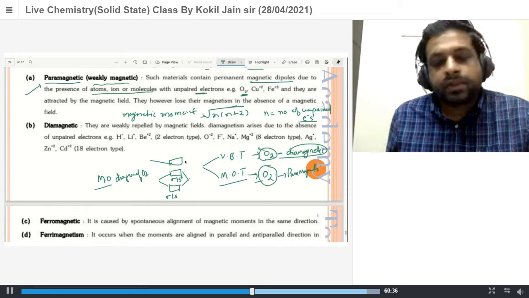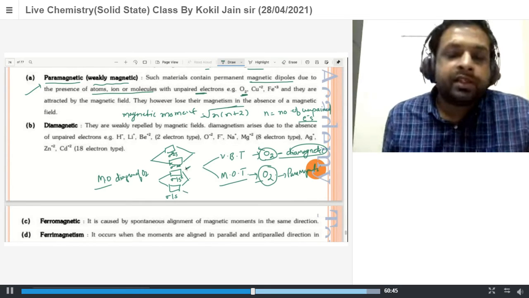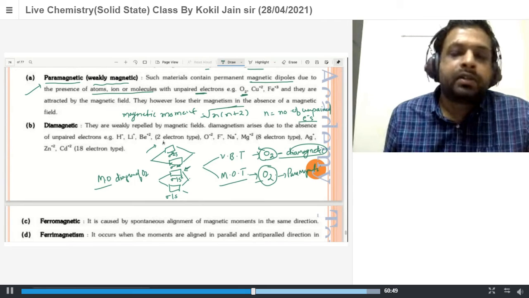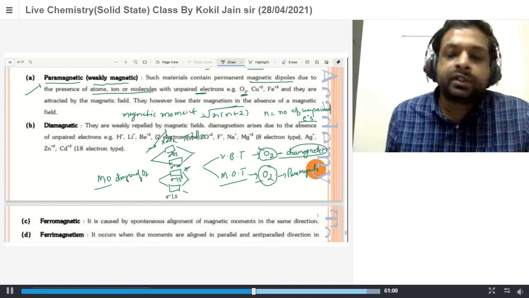Okay. Sigma 2s and sigma 2s star. These are bonding orbital, these are anti-bonding orbital. And later on, pi 2px and pi 2pz type of structure, right? Above here, like this only. Okay, that is how your structure is.